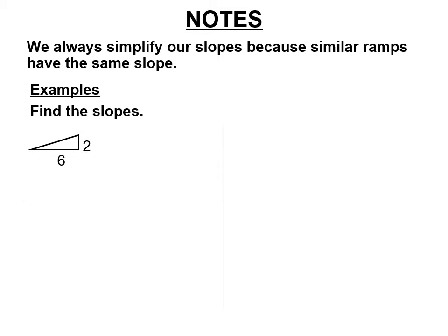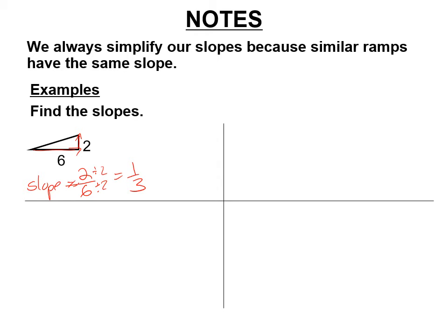All right, so we're going to find the slope of this first one, and it has a rise. It rises up 2, and it has a run of 6, and you'd think the slope is 2/6, but the problem is you always simplify your fractions. And so it actually has a slope of 1/3.